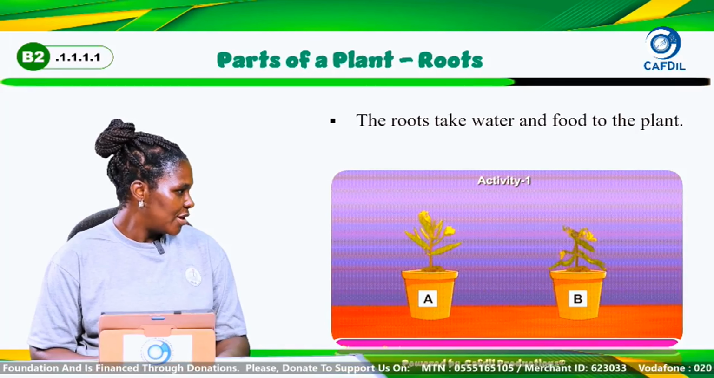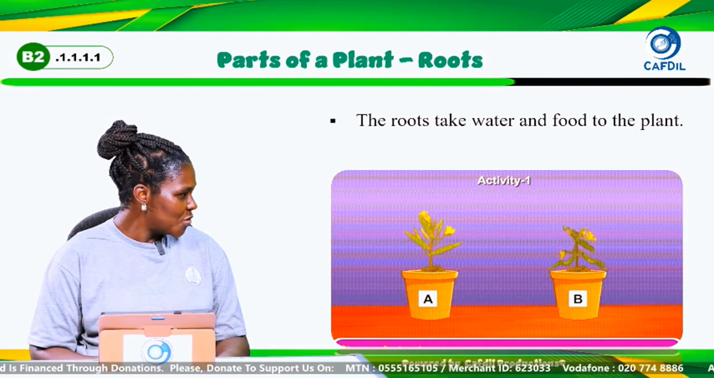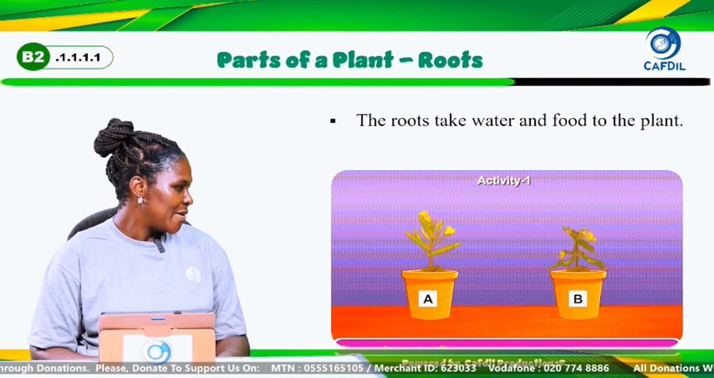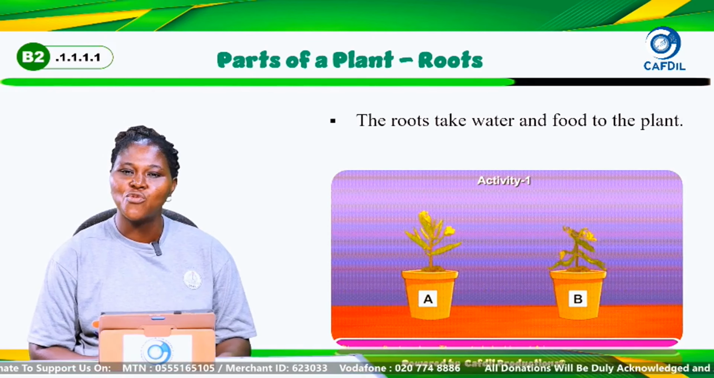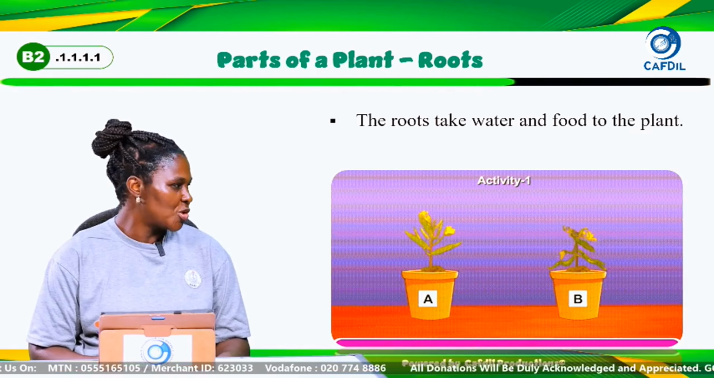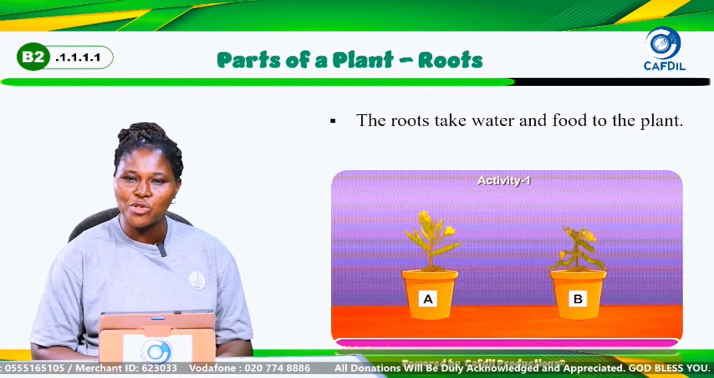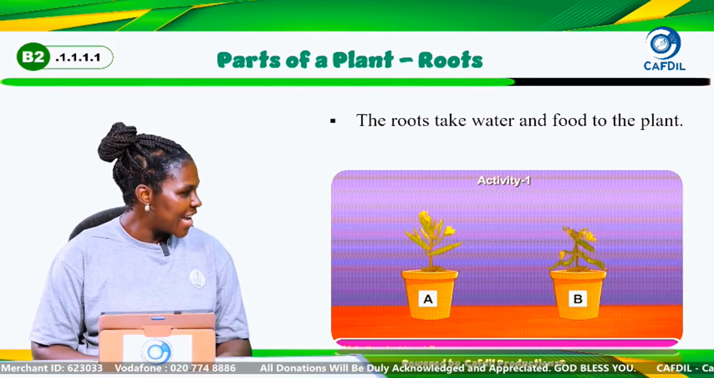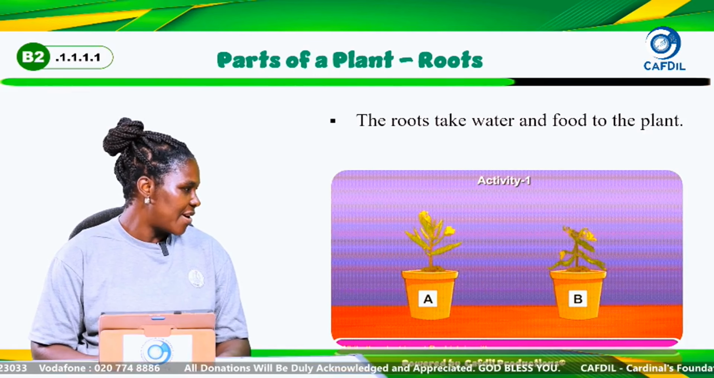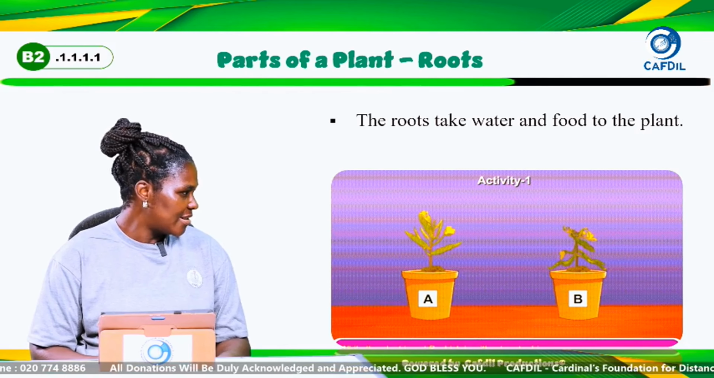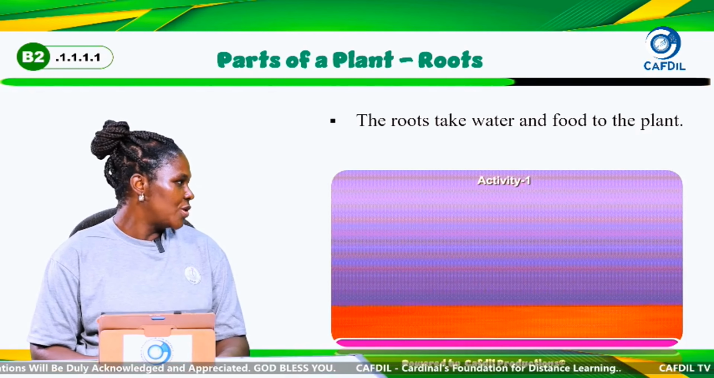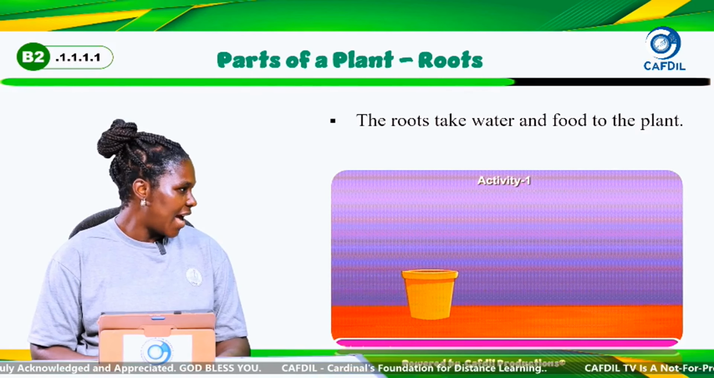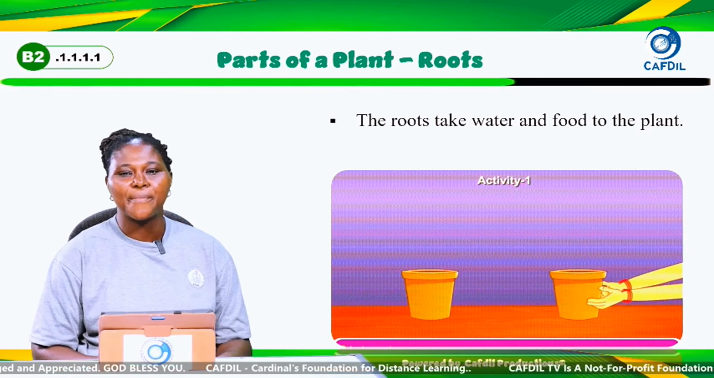Good. The next day or 2 days, you see that plant B will die. Why? Because of the roots. There is no root to take in water and food to the plant. So it is dying. But look at the other one. Very, very nice. It's still taking water and food from the soil. So the roots take water and food to the plants.